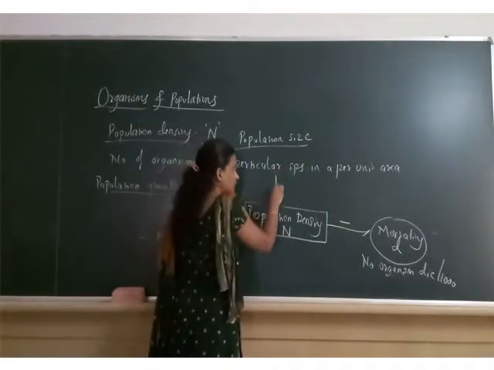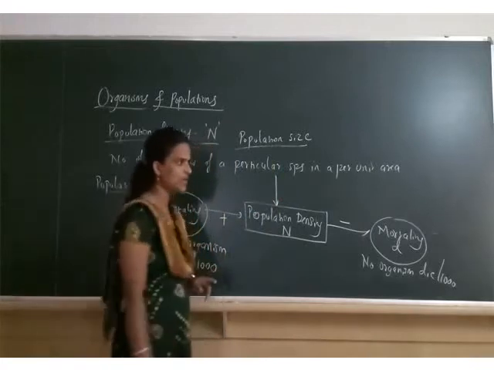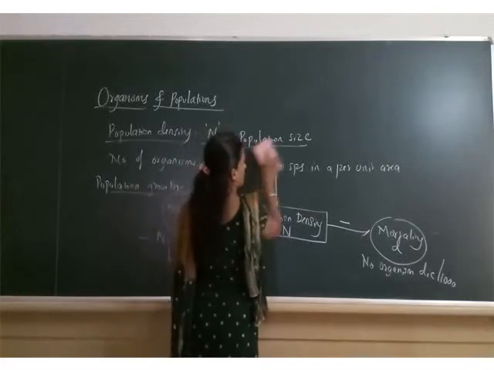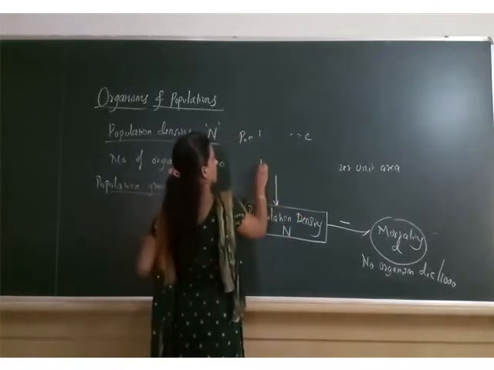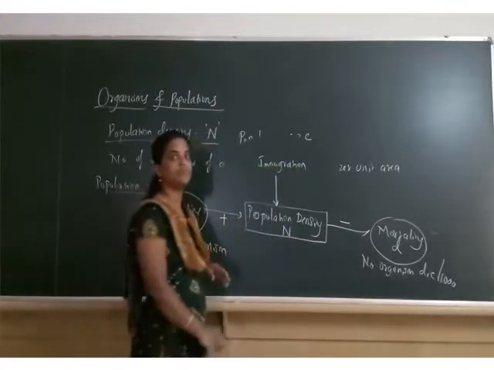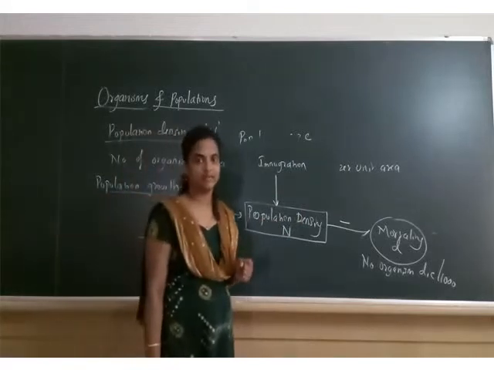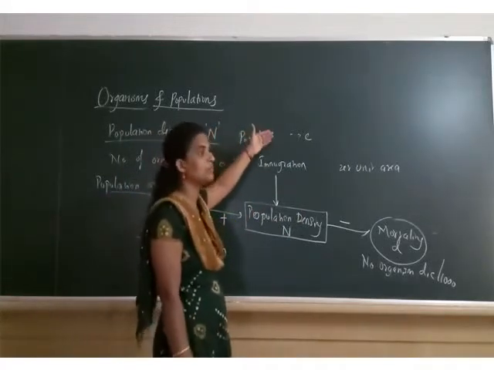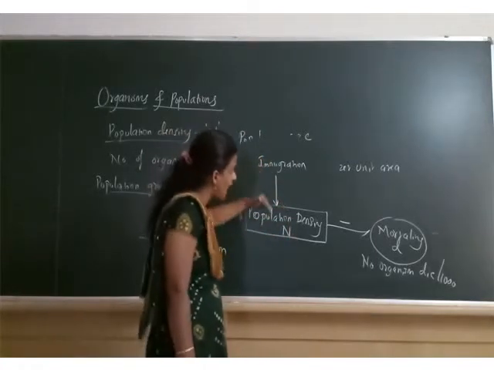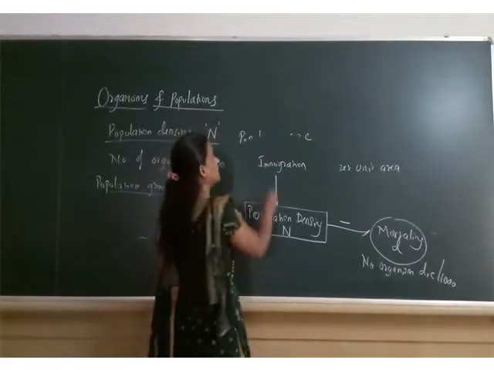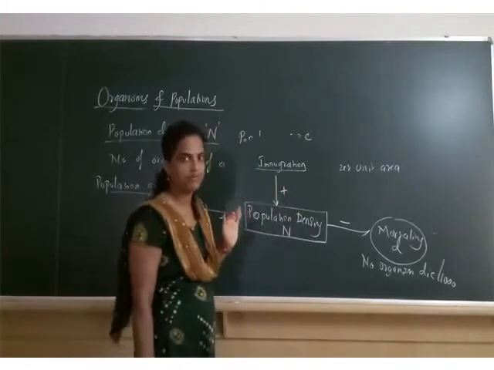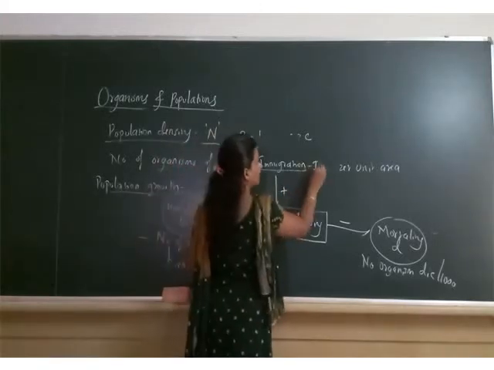Okay, some more organisms are going to be added. That is called immigration. For example, take the example of India. Many people go abroad, and they come back to our country. They are coming back to India. They are going to add to the Indian population. That is called immigration. They are added, so it is also represented by plus, and that is represented as I.